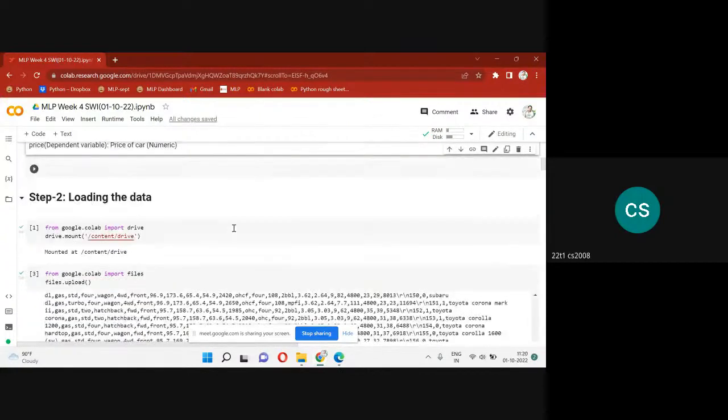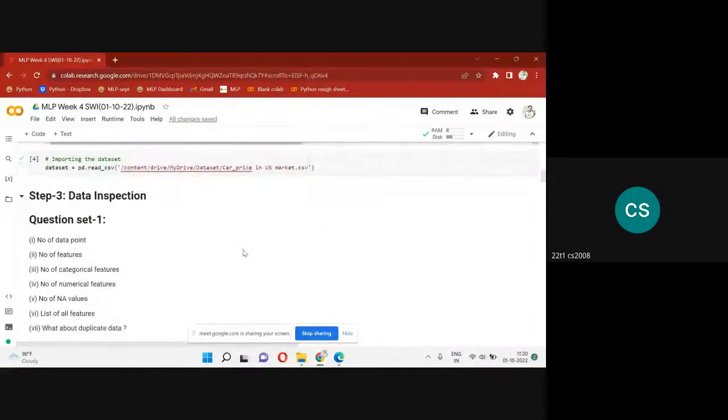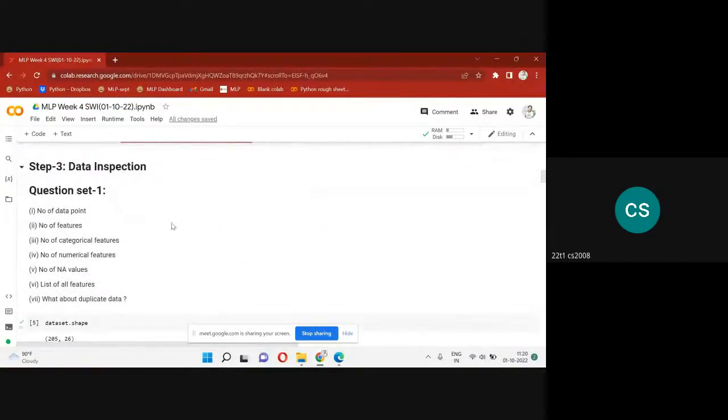So first thing is, have you guys loaded the data set? I assume that you have loaded the data set. So the first part would be that you have to inspect the data: how many data points are there, how many features are there, how many categorical features are there, how many numerical features are there, how many NA values are there. Let's try to answer these 7 questions. Once you are done with the first 3 questions, just put yes in the chat box.